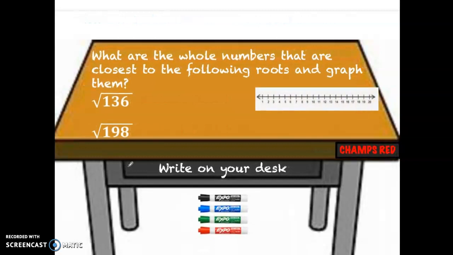On your notebook or your whiteboard, go ahead and write these roots down. Find the number they are between. Please notice one thing before you pause the video: this number line is from 1 to 20. So go ahead and make sure your number line is that as well. Go ahead and pause.